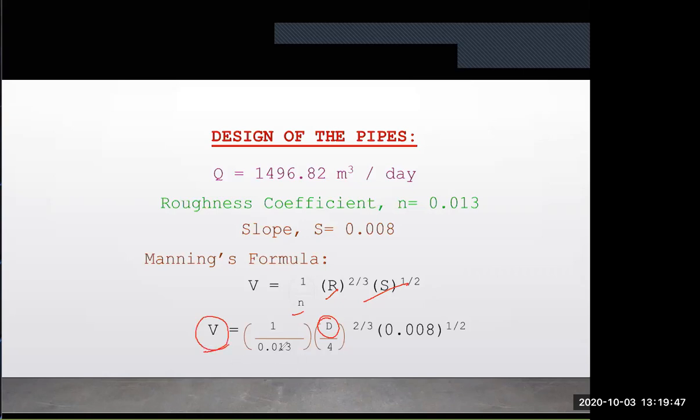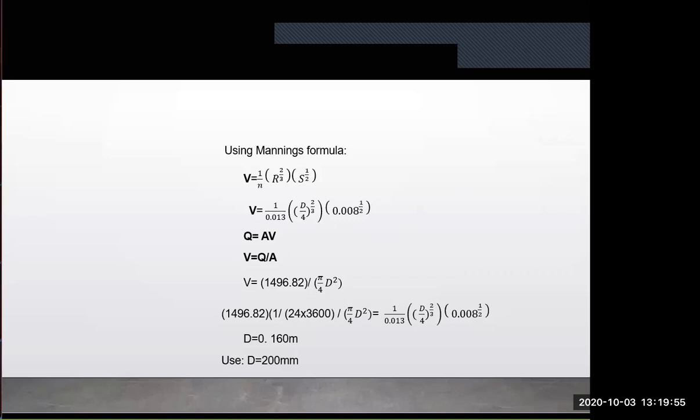Okay, so you can now compute for your diameter. A simple modification of that formula there will give you a diameter equal to 0.16, or adopt a 200 mm pipe. Okay? So, hindi ko na in-explain, class, kung paano nakuha yung D, because you can do that. That is a simple calculation lang.